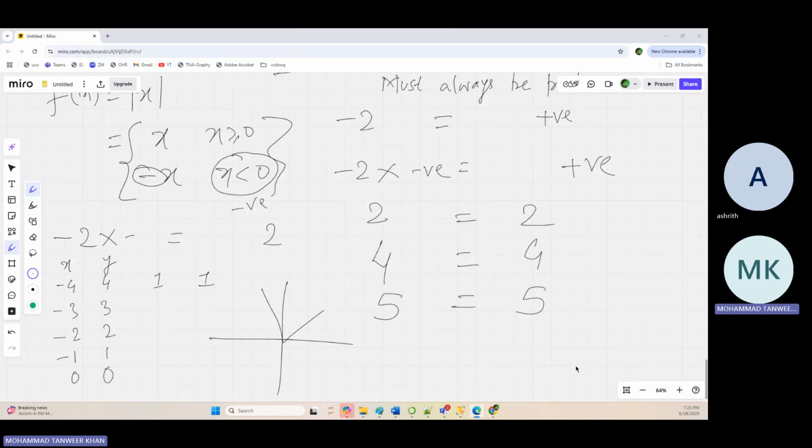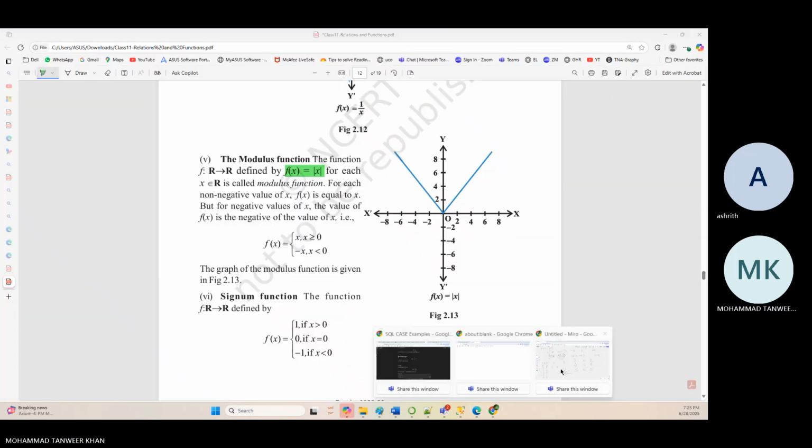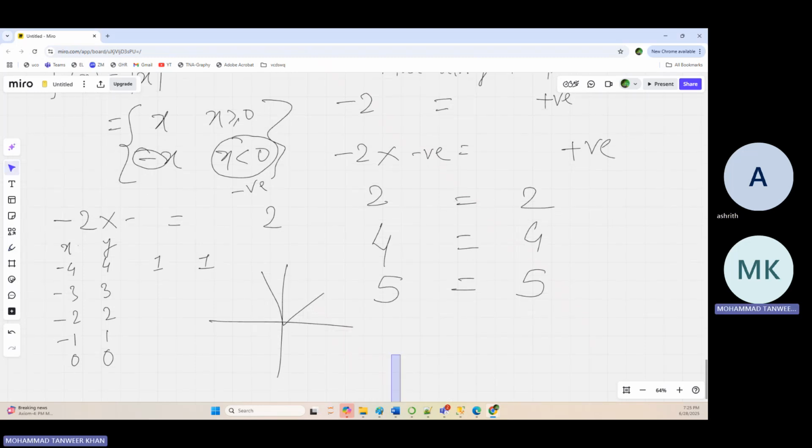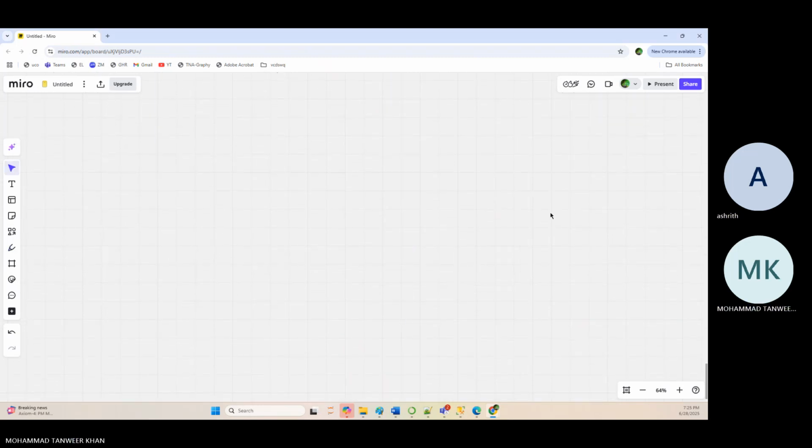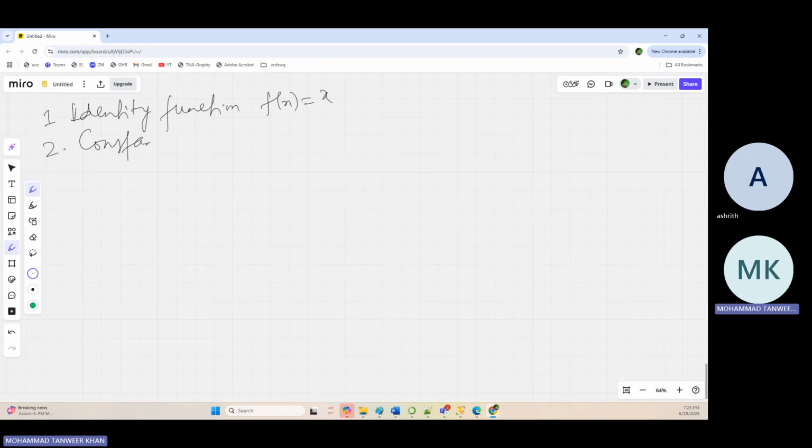Let's quickly revise it. Identity function. How you will denote? f(x) is equal to x. Constant function. How you will denote? f(x) is equal to c. Constant. Very good. Constant can be anything.